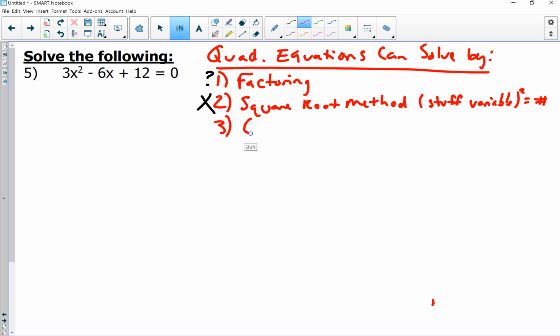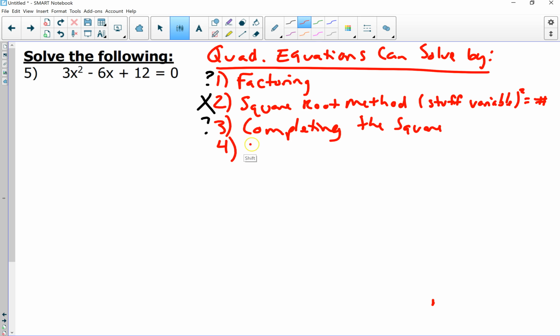Third option that we talked about was completing the square, which you can always do, but one thing that we saw in class is it's a more tedious method. You have to know all the steps. And probably not the fastest either. So this one I'd say is a maybe. If no better option presents itself, we could try.